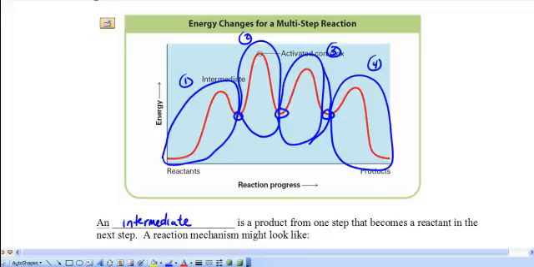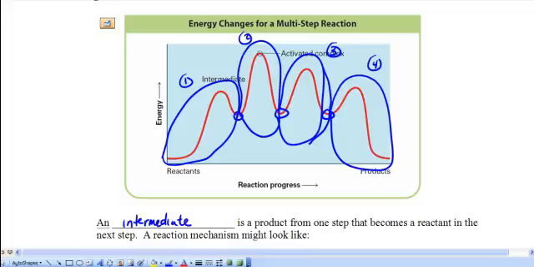And so all you really need to understand from this section is the fact that most reactions are multi-step. Each step is called an elementary step or an elementary reaction. What gets formed in one step and then used up in the next step is called an intermediate.